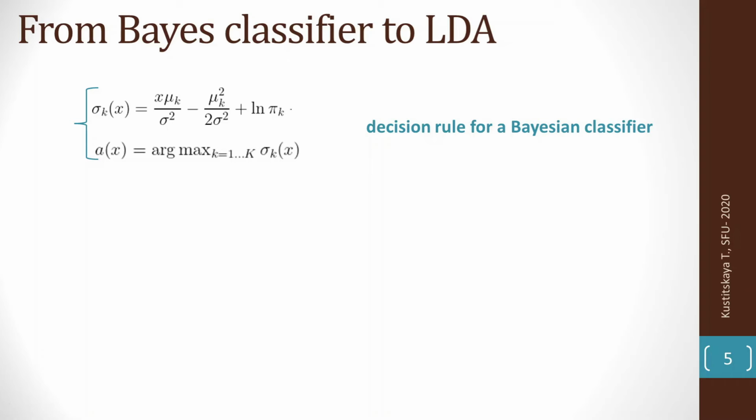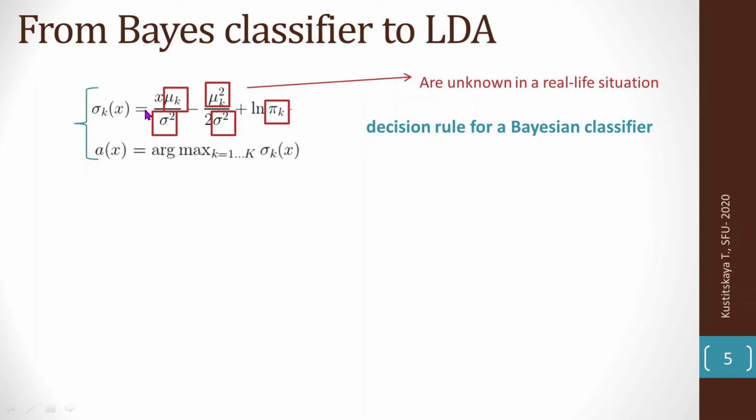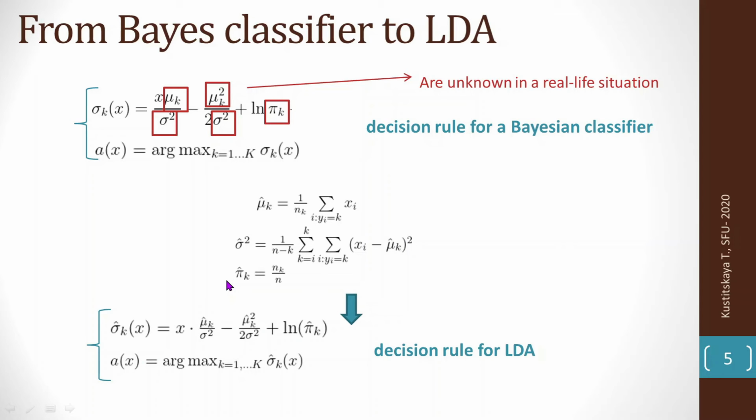But in practice, even if we are quite certain in our assumption that x is drawn from a normal distribution within each class, we still don't know the parameters. And usually we don't even know the prior probability of belonging to class k. So all these variables are unknown, and we need to estimate them. And if we use the following estimates for the means, variance, and the prior probability pk, we get a new classifier, which is called linear discriminant analysis.